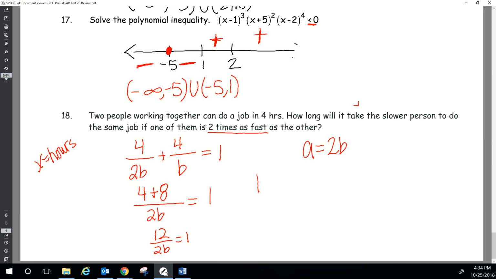And so 12 is equal to 1 times 2b. Dividing by 2, b is equal to 6. So this is where you have to really think about it. Okay, 6 hours. Is that how fast the faster guy's going or the slower guy? Well, b is 6. If I plug that into a, it would be 2 times 6, which would be 12. So which of these guys is working slower? A. So my answer would be 12 hours.